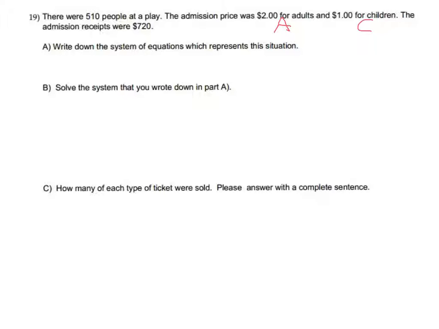Write down the system of equations. Well, first off, the total number of A plus C, the total number of tickets were 510. That would be my first equation.